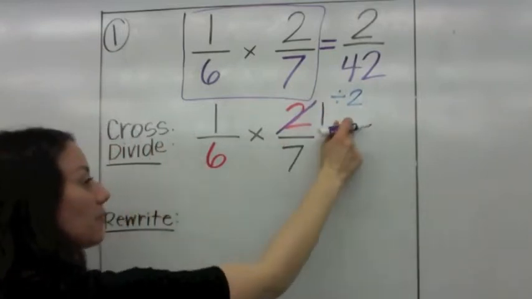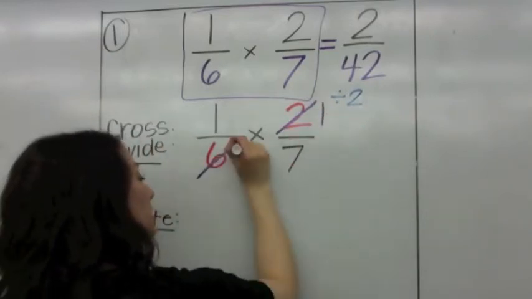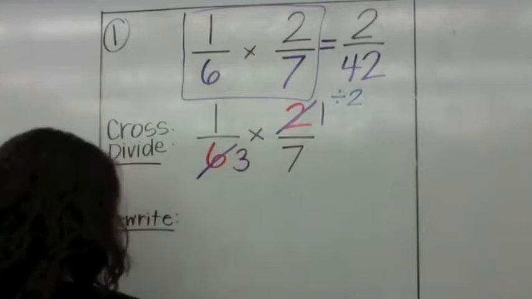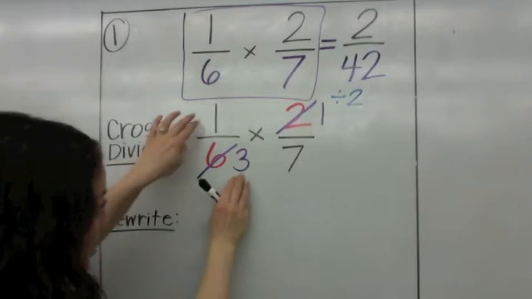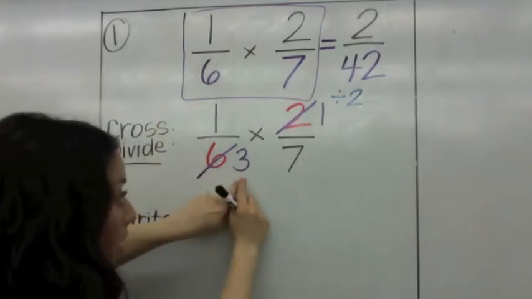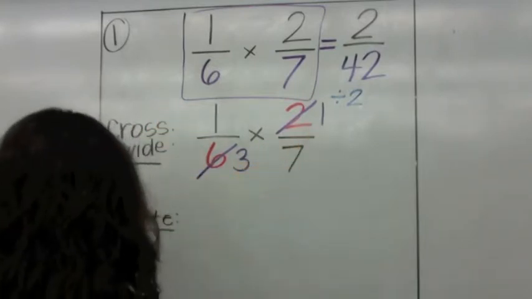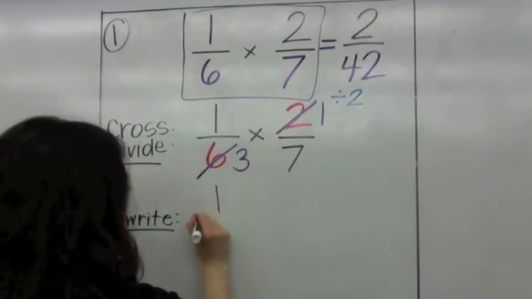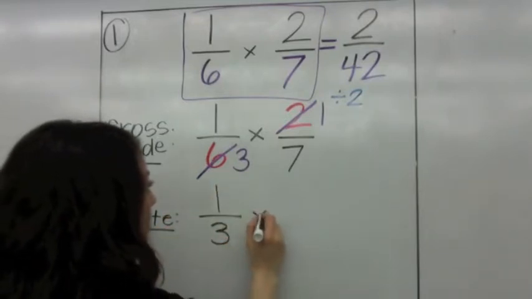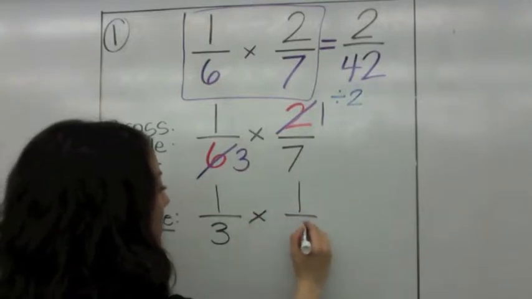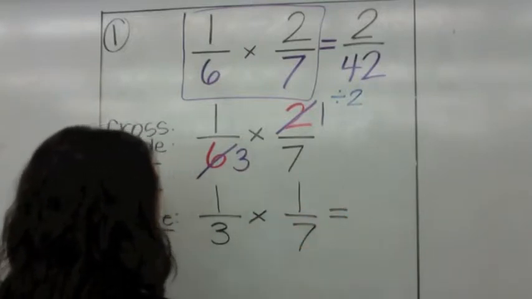What about 6 divided by 2? 6 divided by 2 is 3. Very nice. Okay, so then you rewrite these, the new denominator and the new numerator. We're going to rewrite it as 1, what's the new denominator? 3rd times 1/7. See how that works?